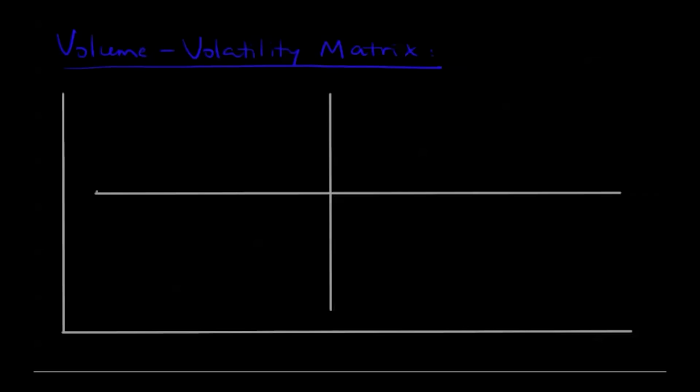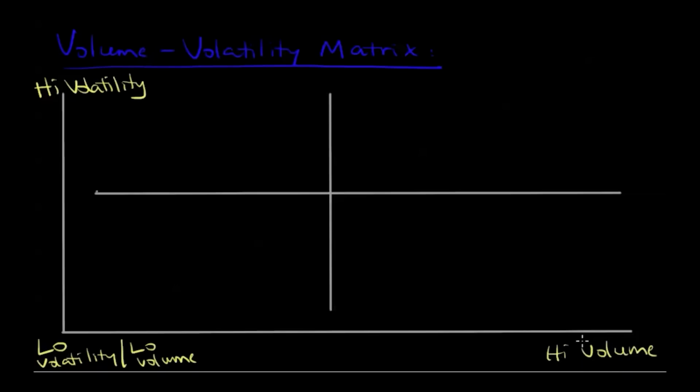So what we want to do here, we've got here high volatility, and here we have low volatility. This is also low volatility, and also on this side of the spectrum, on the x-axis, is low volume. So low volume, low volatility. So low volatility, low volume, high volatility, and high volume.